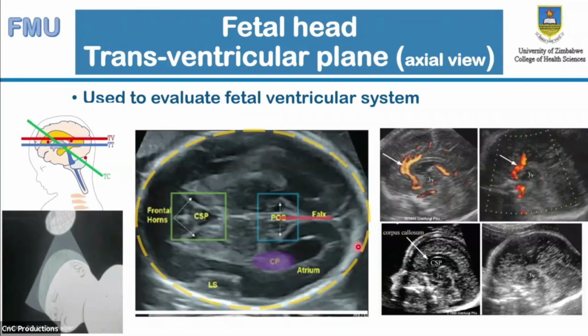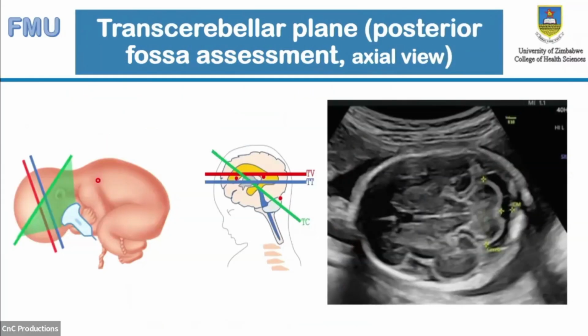Then moving from the transventricular plane, where we said we are imaging the uppermost part of the head in axial plane, we might then rotate our probe so that we might be able to see the posterior fossa structures.